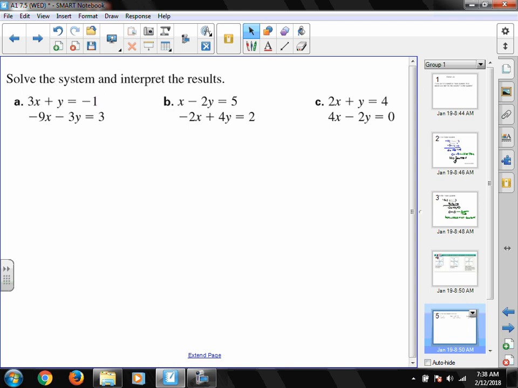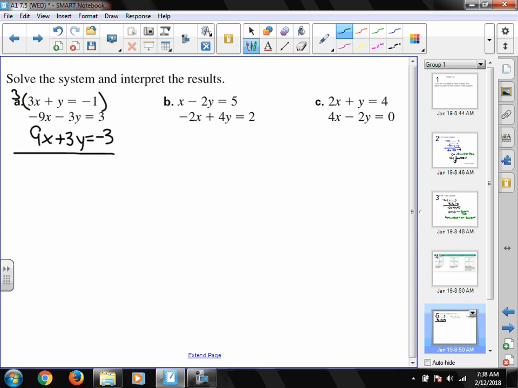Then this is probably one of my favorites. So I am going to multiply this top equation by 3. Because I look at my x's, 3x, I have -9x, I already have opposite signs. So I end up with 9x plus 3y equals -3. Add them up. -9x plus 9x is going to give me 0. -3y plus 3y is going to give me another 0. So I end up with 0 on my left-hand side. That doesn't just go away. Keep that in mind. So I end up with 0 is equal to 0.